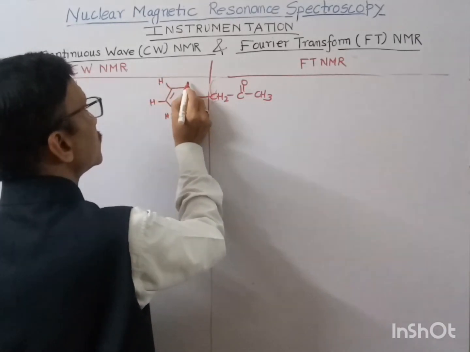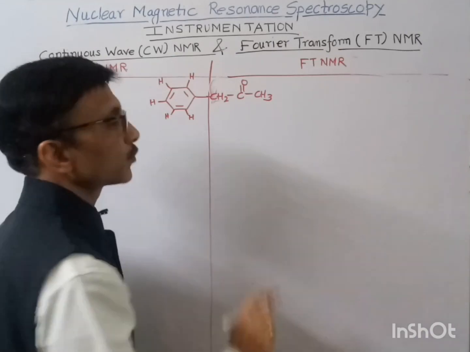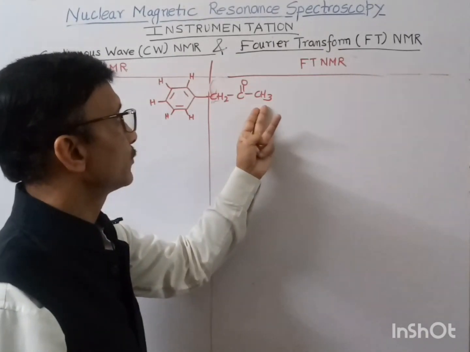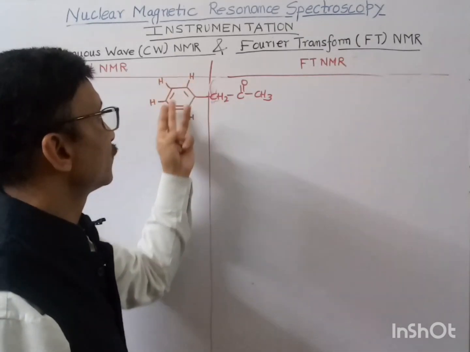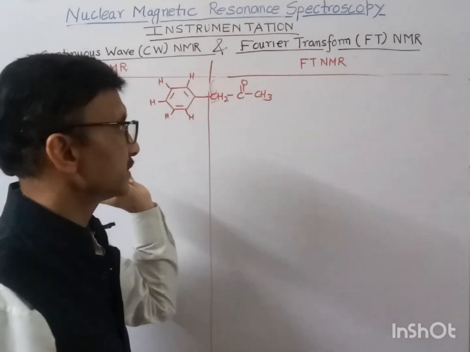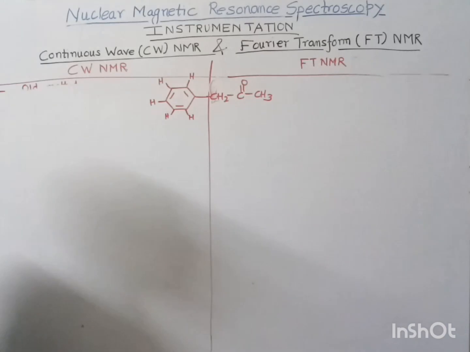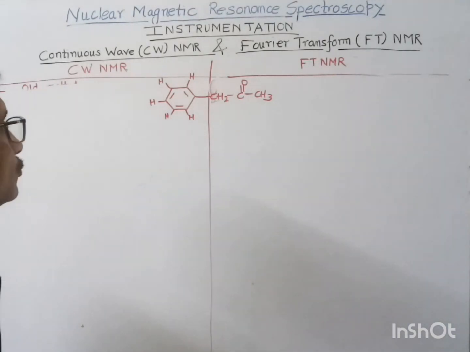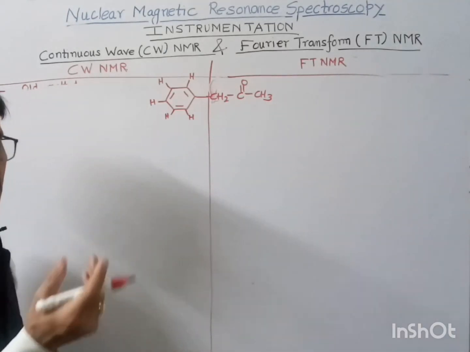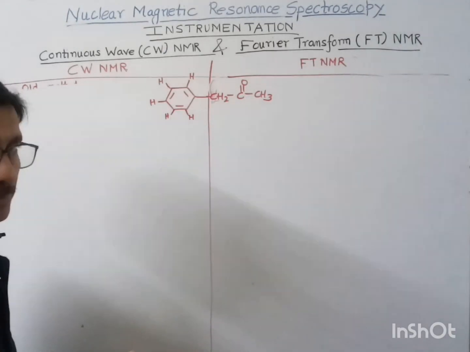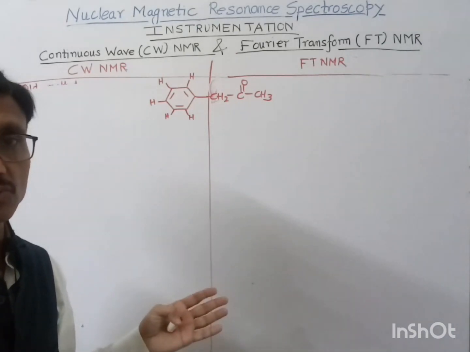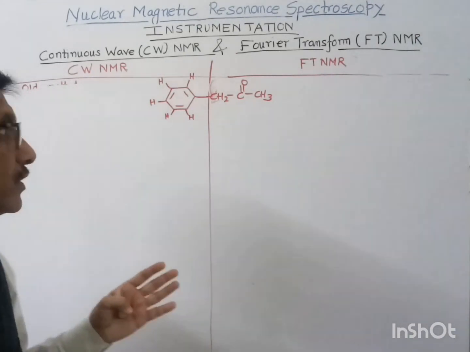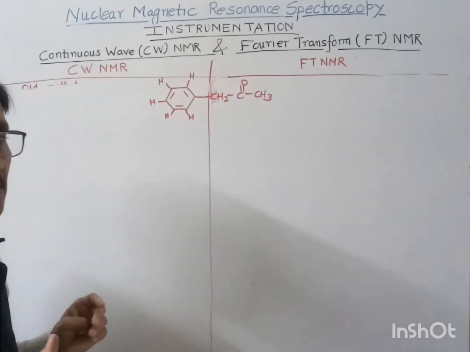So 3 types of proton are there: the CH3 protons, the CH2 protons, and all these 5 phenyl protons. Now in the CW NMR spectra, we will get 3 signals, and the signals also contain some noise. At the baseline some noise will also be there with the signal.